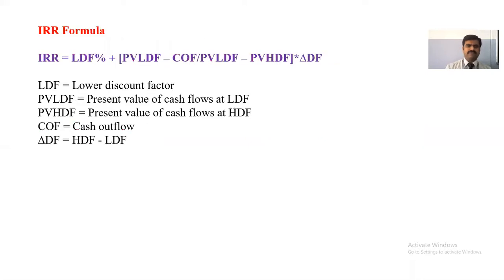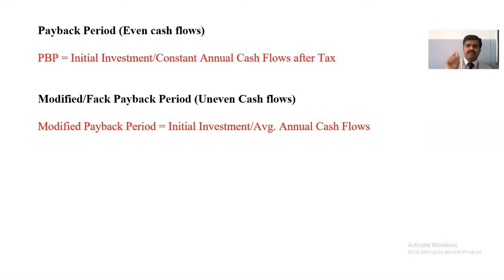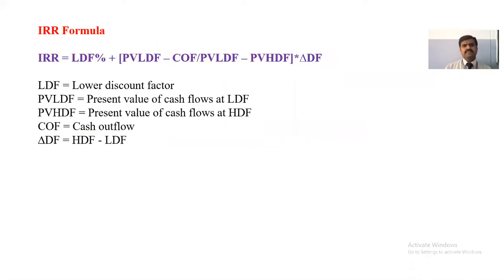Okay. Once you get the payback period, you look in the annuity table where this payback period is lying in the same number of years, and then you select one rate which is higher and another rate which is lower. Okay. And then this is what is called the interpolation formula. We can apply this formula to calculate the exact IRR. So what is the formula? LDF percentage plus PV LDF minus COF divided by PV LDF minus PV HDF, into delta DF.